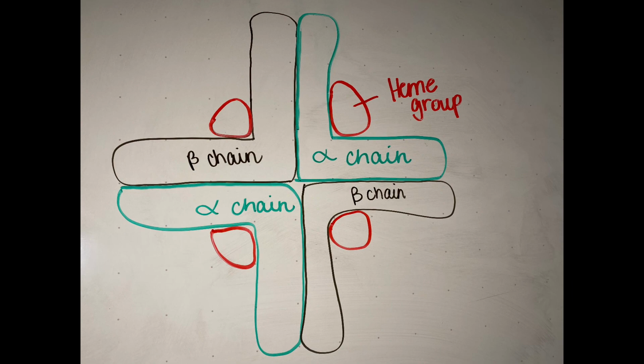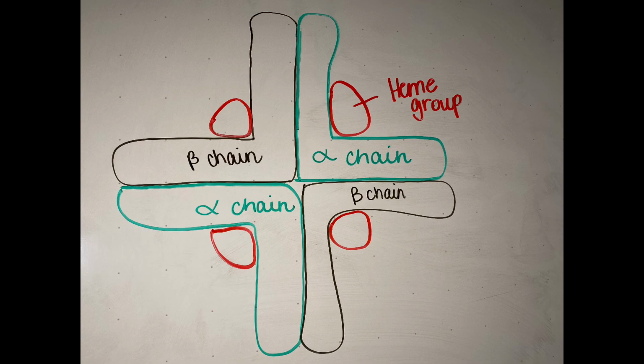Each hemoglobin has 4 iron heme groups that are surrounded by a protein chain. There are alpha chains and there are beta chains in most adult hemoglobin. The center heme group binds reversibly with 1 oxygen molecule, and 4 heme groups means that 4 oxygen molecules can be transported per hemoglobin molecule.